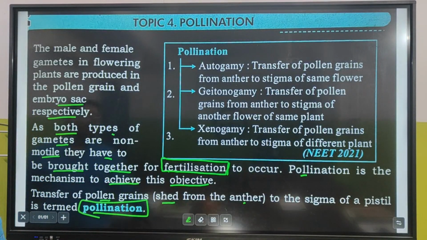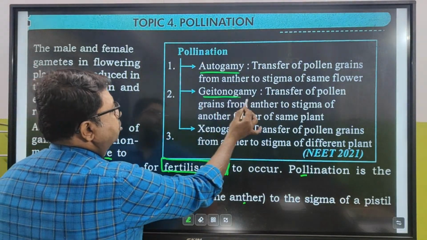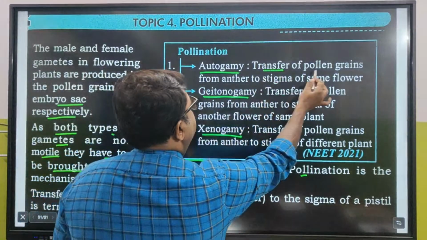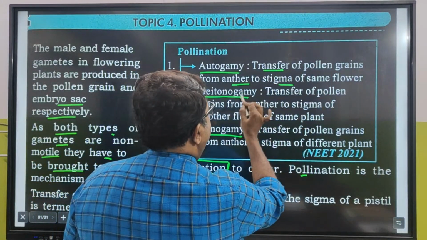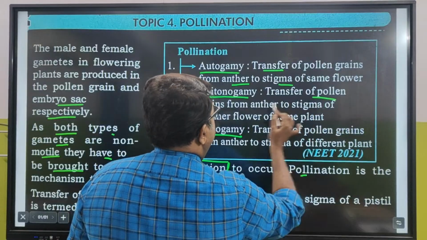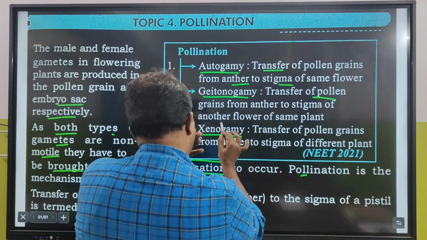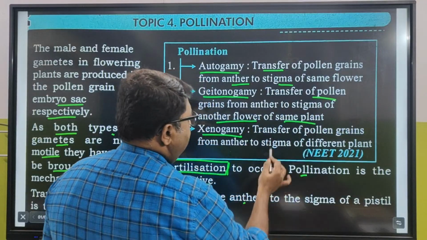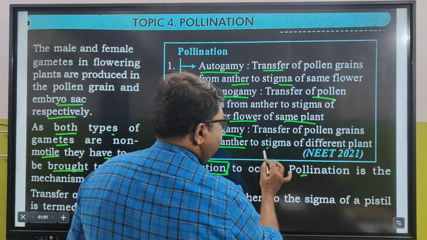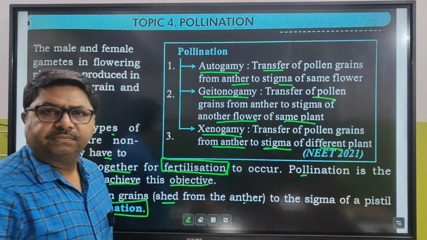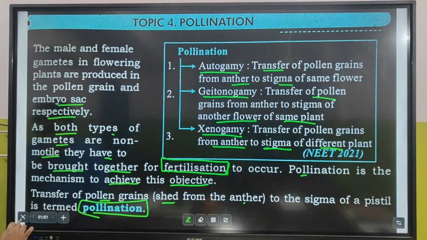ठीक है? अब यहाँ पे देखो pollination, autogamy, geitonogamy and xenogamy. Transfer of pollen grains from anther to the stigma of the same flower. यहाँ पे transfer of pollen grains from anther to the stigma of another flower of the same plant, or transfer of pollen grains from anther to the stigma of different plant. It's called xenogamy. ठीक है? Okay. Next.